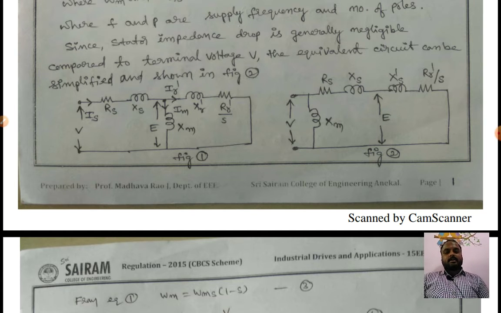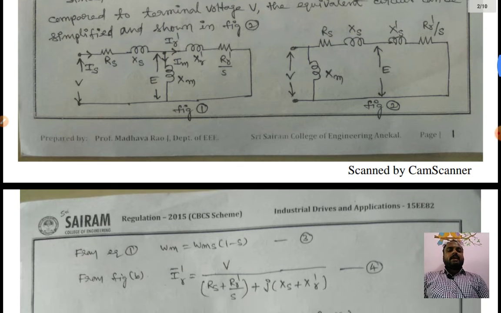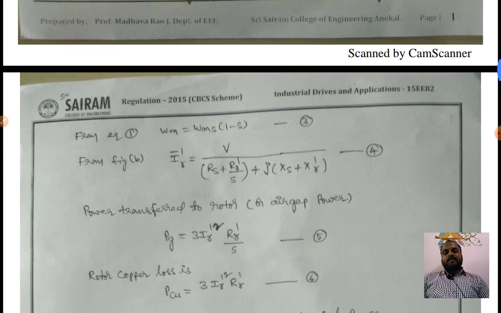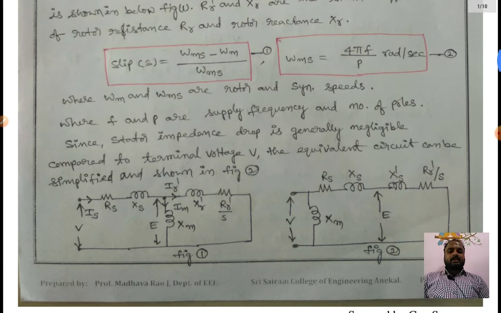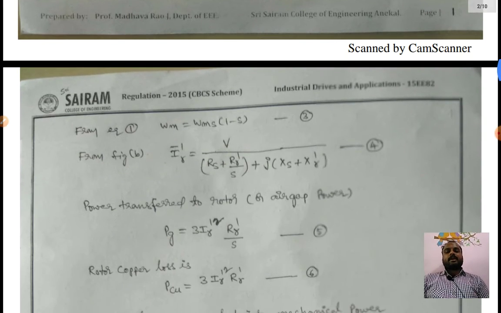Figure 2 shows the simplified equivalent circuit of the induction motor. From equation 1 we can write omega m is equal to omega ms into (1 minus s), that is equation number 3. From figure 3, the rotor current Ir' is equal to V divided by (Rs plus Rr'/s plus j into (Xs plus Xr')).